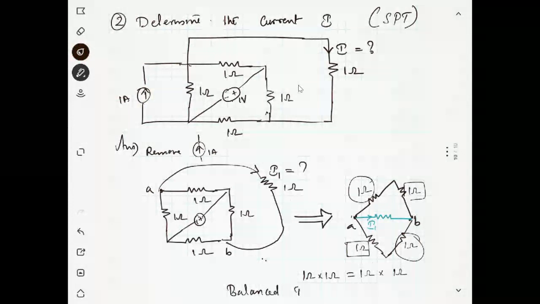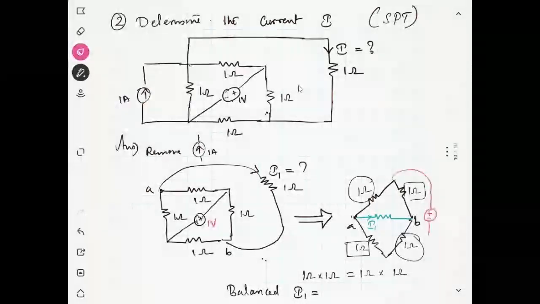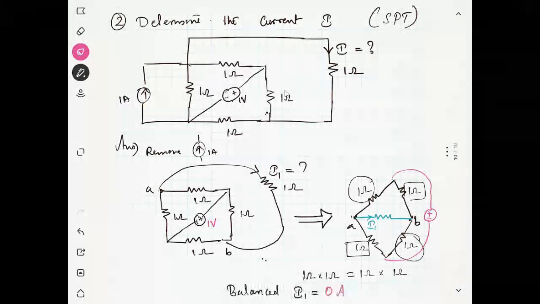Then what will be the current I1? If the bridge is balanced, what will be the current I1? Zero. I forgot to write the voltage source here. The voltage source is 1 volt. You can apply it between the other two points. Your voltage source is here. Now what will be the current I1? It will be equal to? The current will be 0, Doctor. Yes, very good. It is 0 ampere because it is balanced.